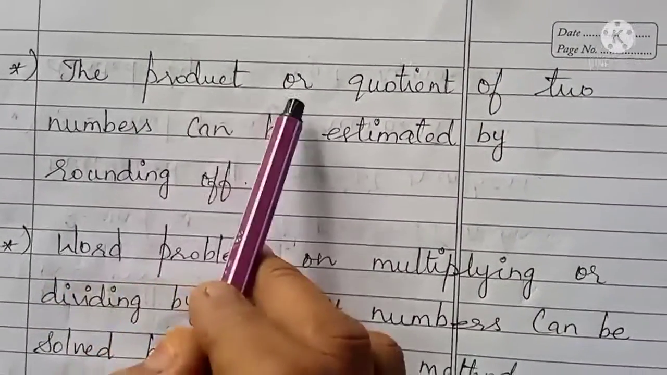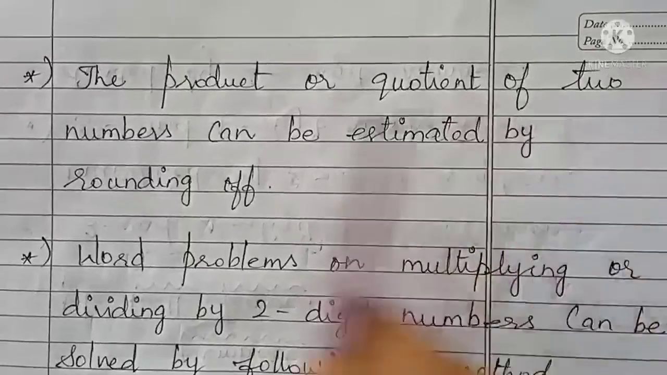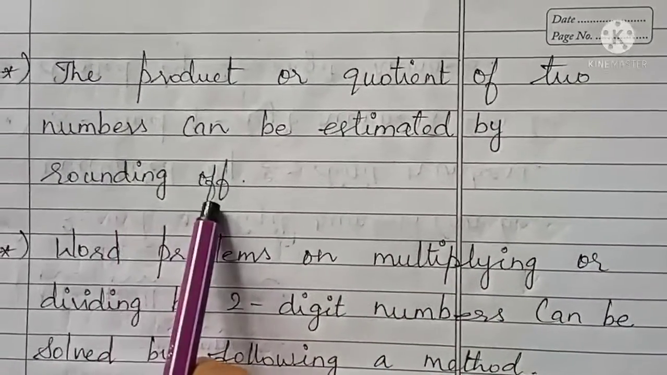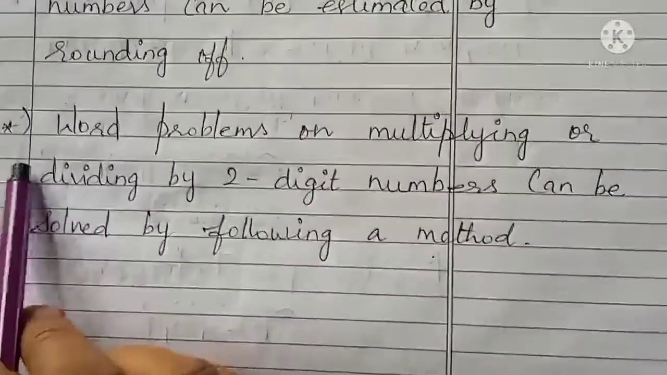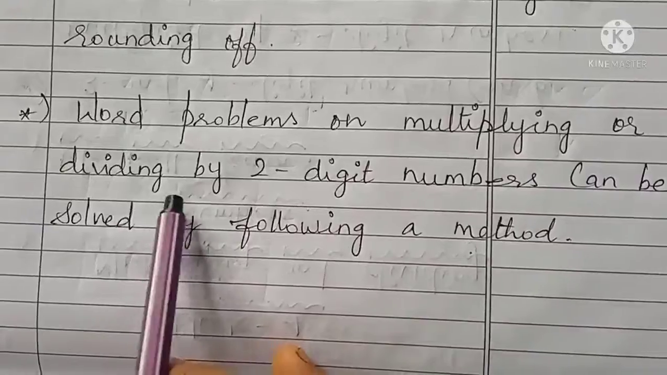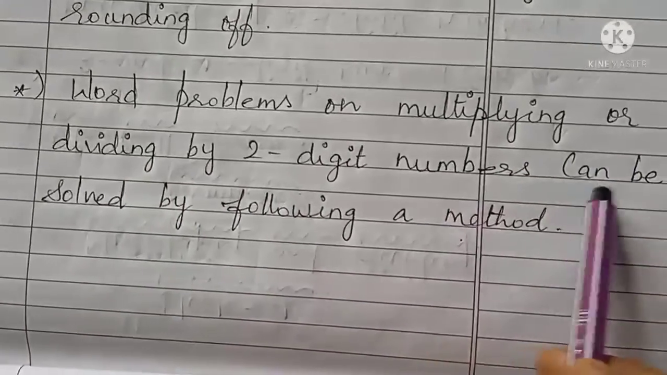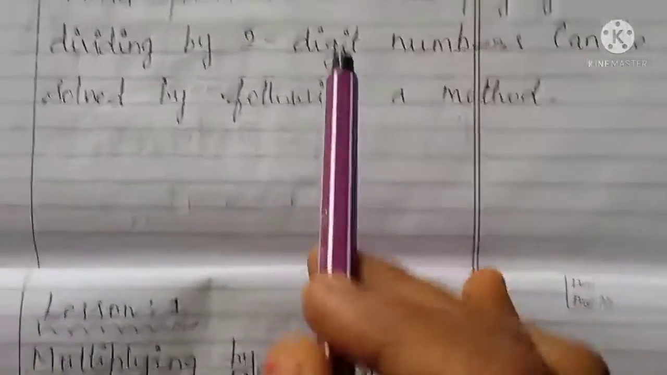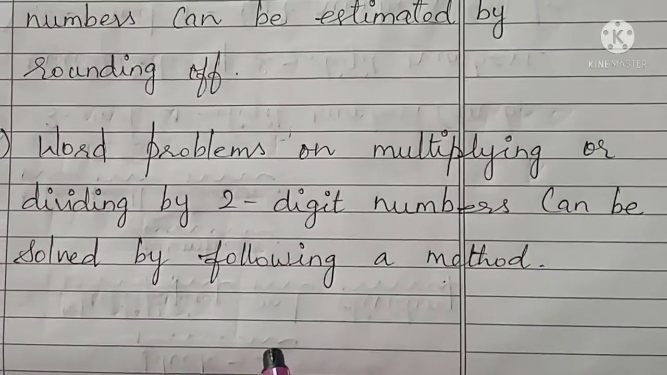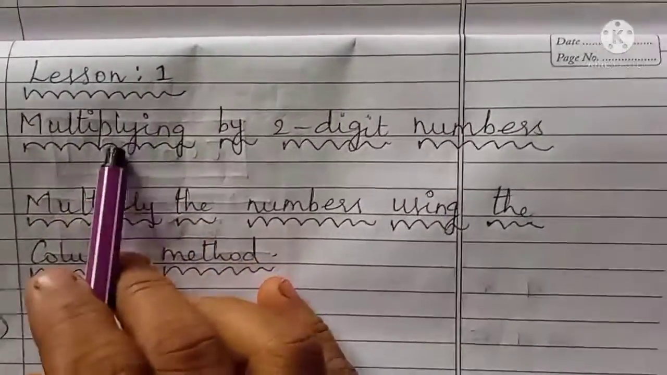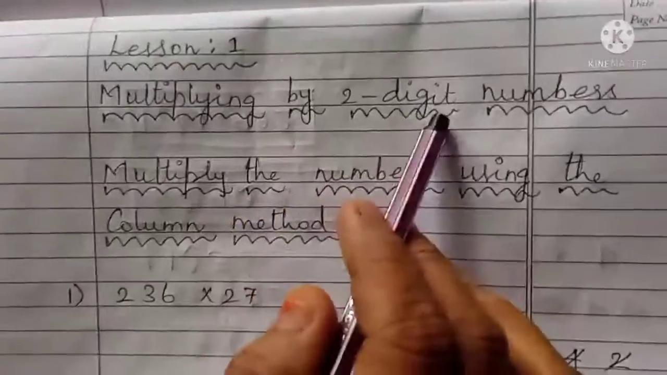The product or quotient of two numbers can be estimated by rounding off. Point number 4, word problems on multiplying or dividing by 2 digit numbers can be solved by the following method. So these are the 4 topics we are going to learn in this block. Let us see. The first lesson is lesson number 1, multiplying by 2 digit numbers.